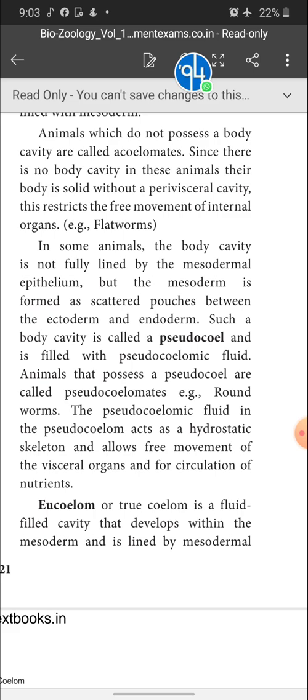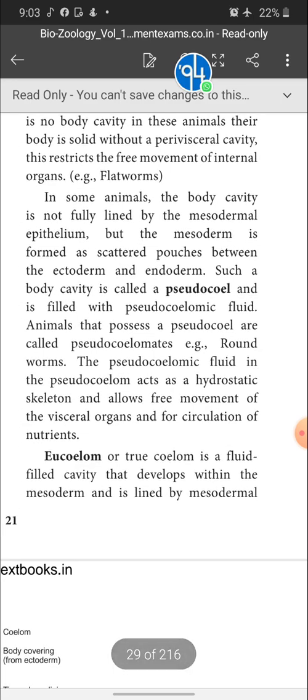So this will allow it, because there is a cavity. Unlike acoelomate, there won't be a solid structure in the place of the coelom. The cavity is present, but the thing that is not present is the mesoderm lining. Okay, so there is a cavity. Since there is a cavity, the visceral organs get free movement in this region, and it also helps in circulation of nutrients.